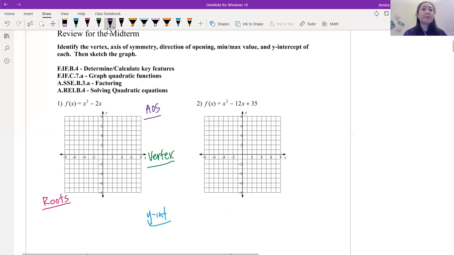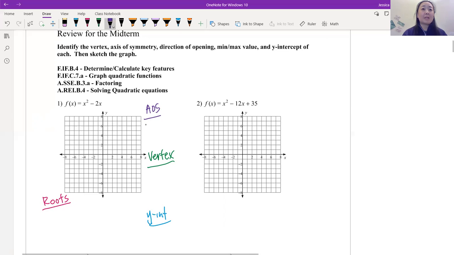So my AOS, there are a couple different ways to do this. I'll do it the regular standard way, and then for the next one, maybe we'll do it a different way. You don't have to start with just the AOS. You can start with the roots, or the y-intercept. Probably you don't want to start with the vertex because you'll need the AOS to get to the vertex. But whether you do the AOS, the y-intercept, or the roots first is completely up to you.